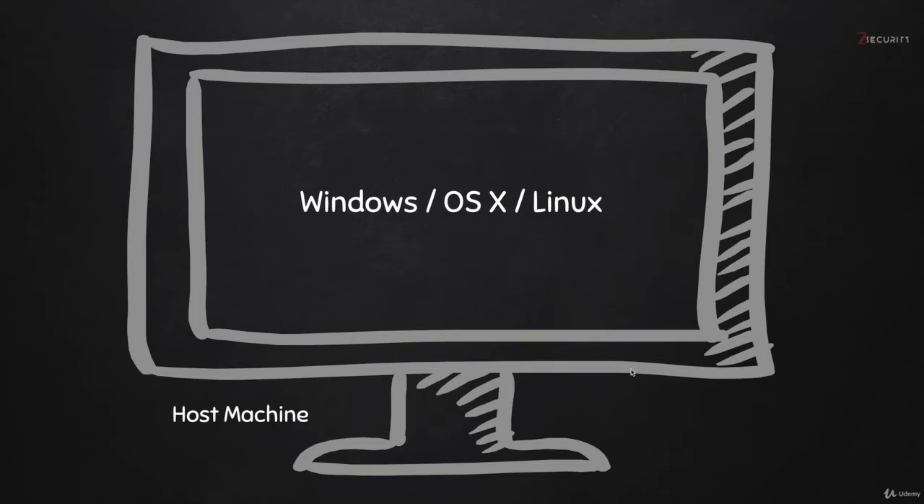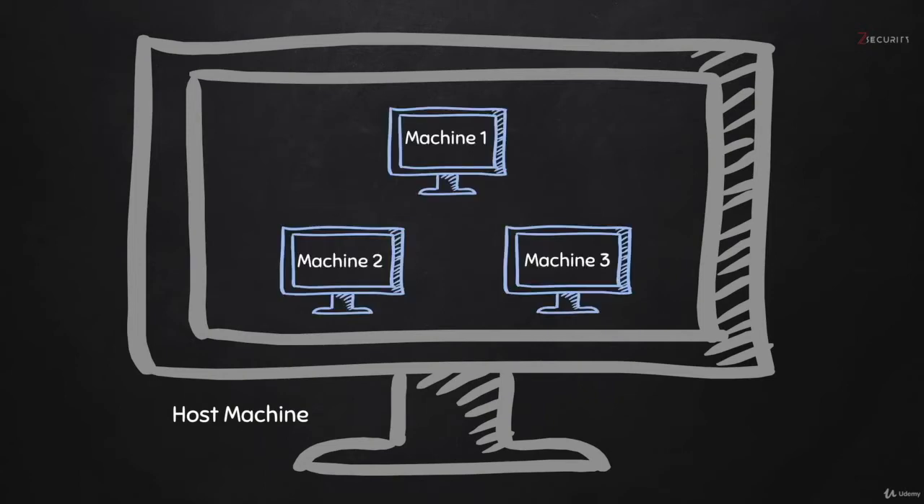So let's say you have your computer right here. This is your main computer that you use every day to check your emails or even to watch this course. This computer might be running Windows, OS X, or Linux. It doesn't really matter. It can run any operating system. You can keep all the programs that you love and like, and install a virtualization software such as VirtualBox.